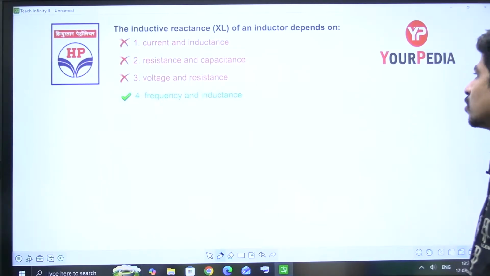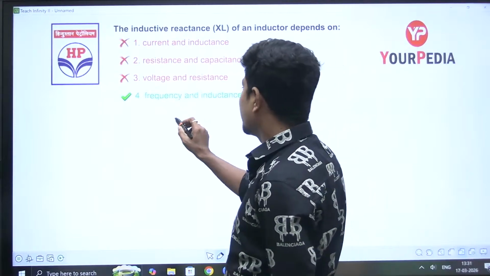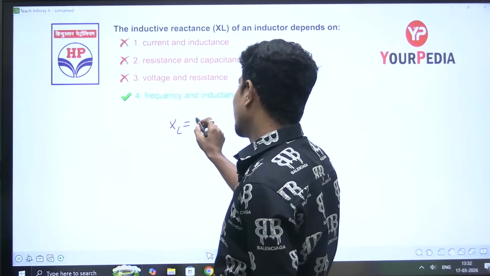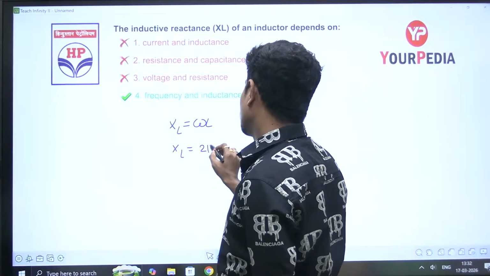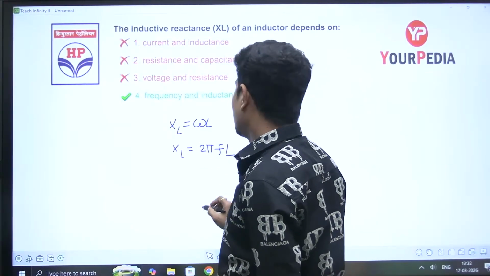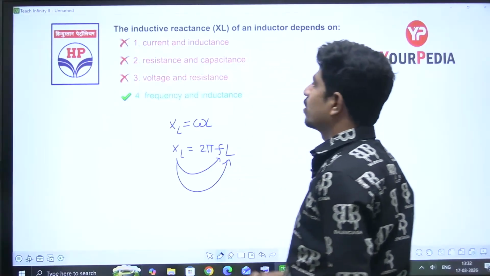The inductive reactance of an inductor depends on... Don't look at the options. Very simple: XL is equal to omega L, and omega is 2 pi f, so XL is 2 pi f L. Inductive reactance depends on frequency as well, and it depends upon the inductance value.